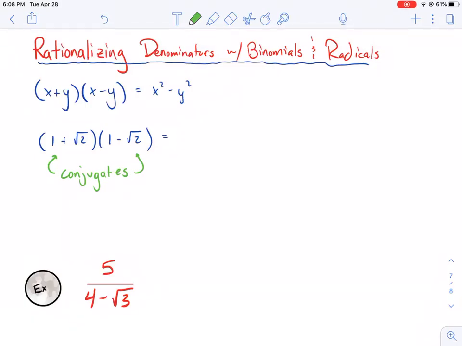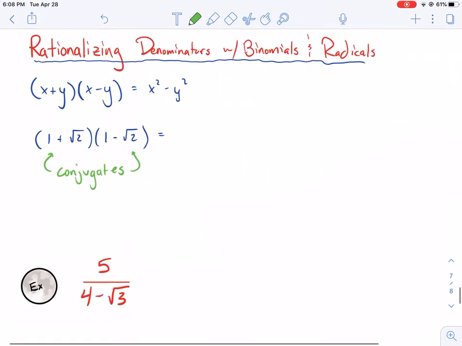Welcome back to the final part of this video. Today we're going to be talking about rationalizing denominators with binomials and radicals. To a lot of people, this seems like the toughest thing to do, and understanding conjugates is pretty useful, especially for standardized tests, so we're going to go over it.